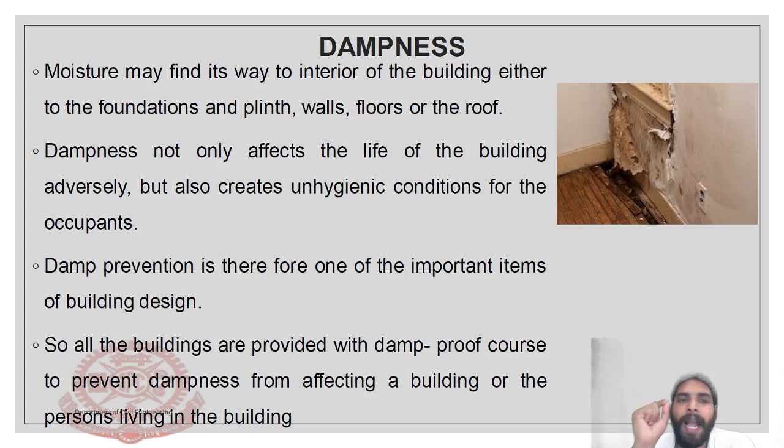So dampness not only affects the life of the building adversely, but also creates unhygienic conditions for the occupants. The thing is that it affects the life of the building adversely; the life of the building gets reduced. If you are designing a building for 20 or 30 years, a dampened building may last only for 10 years. It may get destroyed after 10 years. Continuous decay may take place.